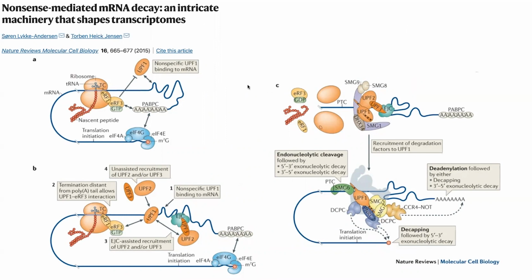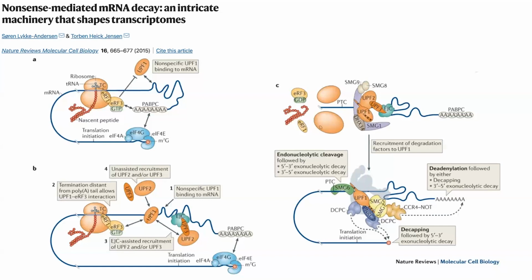This review paper that came out in 2015 is really nice. Nonsense-mediated mRNA decay, an intricate machinery that shapes transcriptomes, by Søren Lykke-Andersen and Torben Heick Jensen. So highly recommend. I wanted to show you this paper for a couple of reasons. One is that it helps highlight some of the key players, like the SURF complex and things. Another is that it shows you how you can have multiple decay pathways.